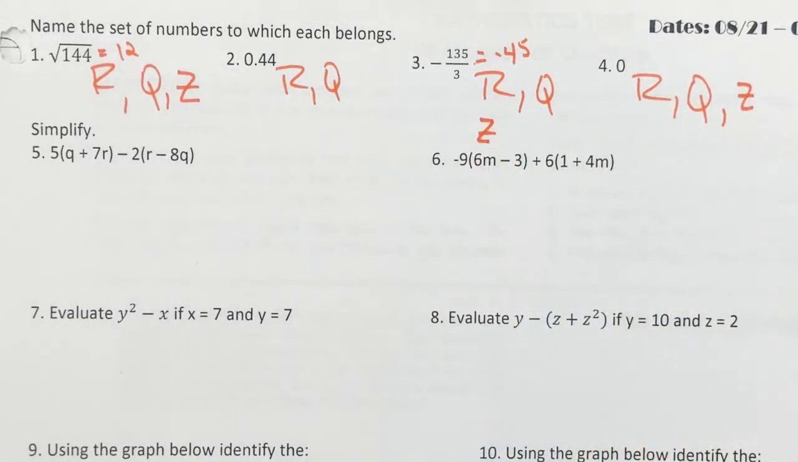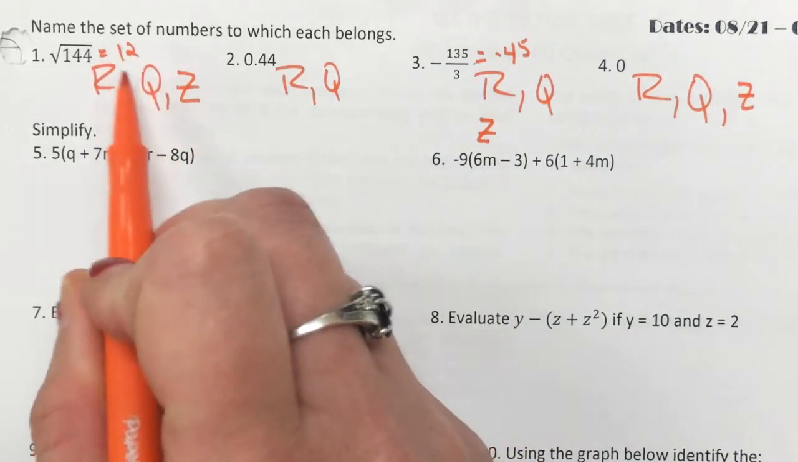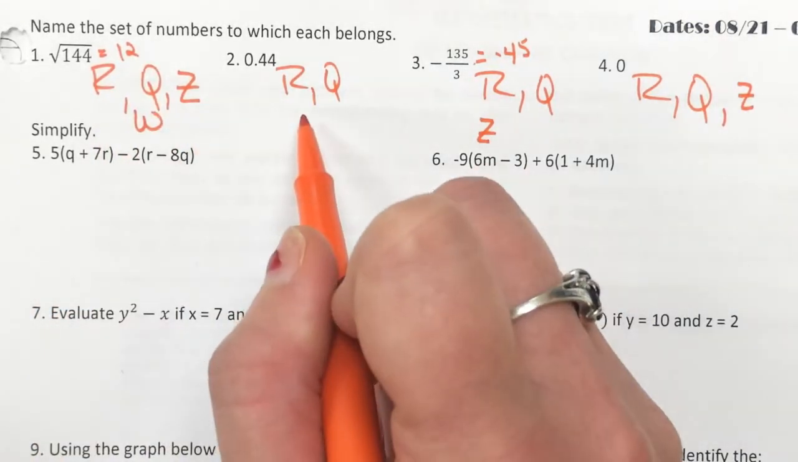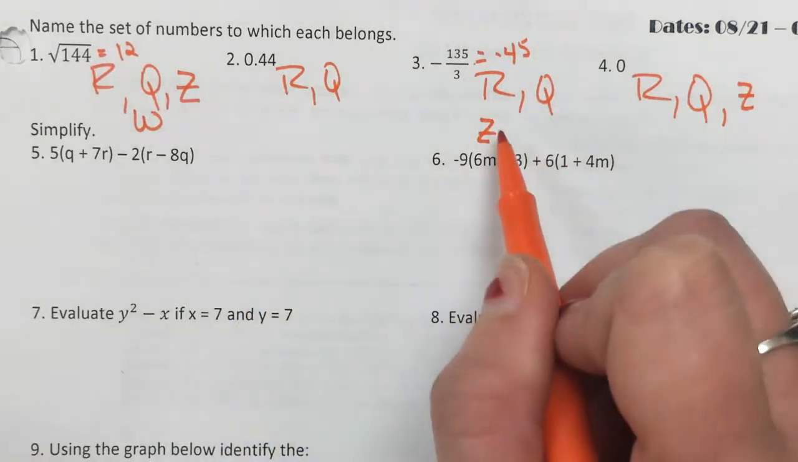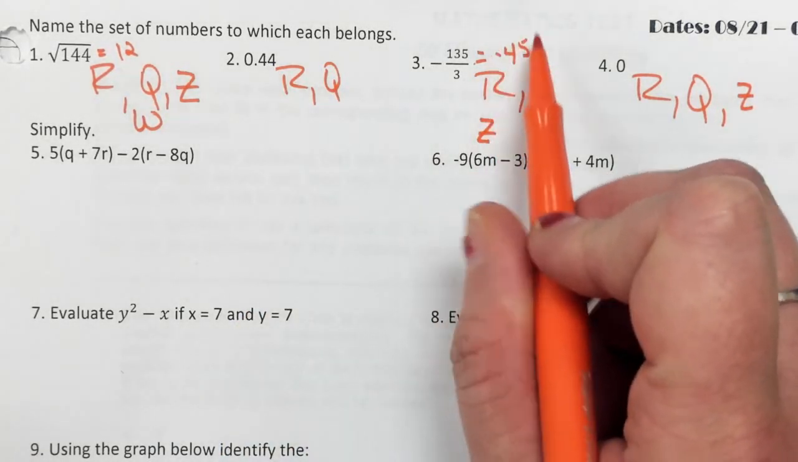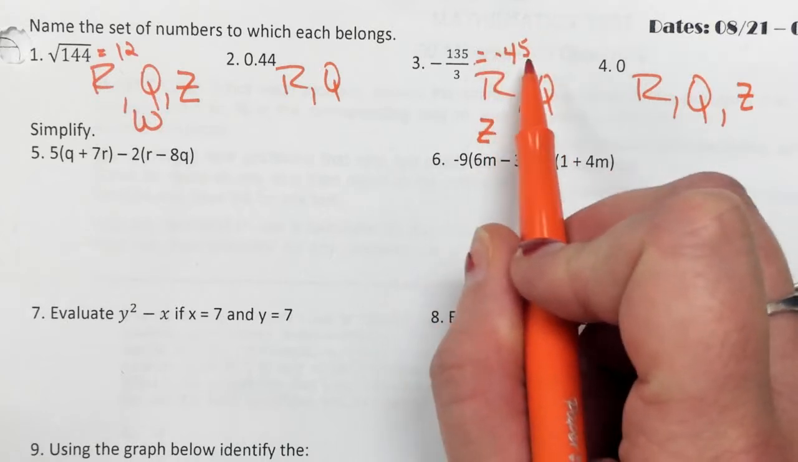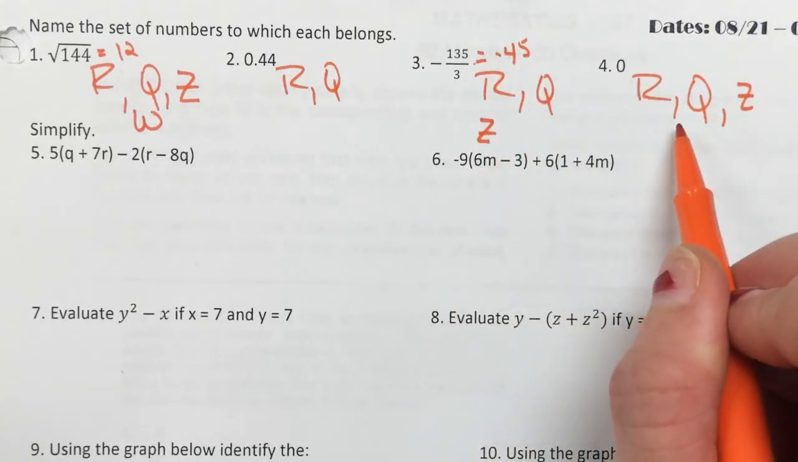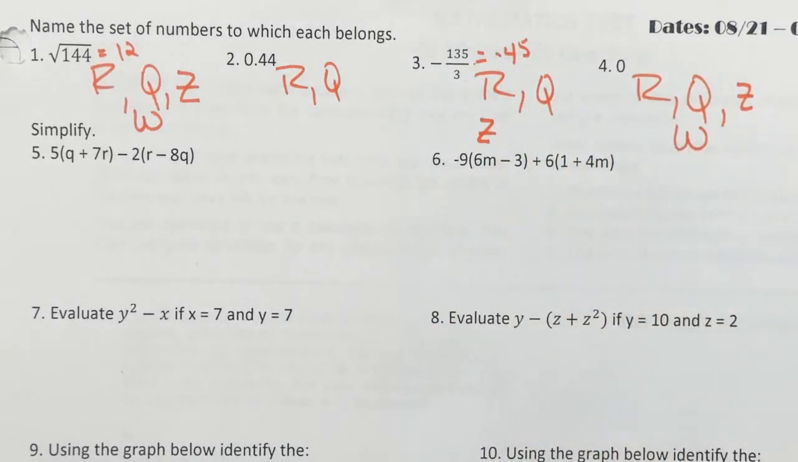Whole numbers were 0 and positive numbers. No decimals. So what about number 1? Yes. 2? No. 3? Yes. No negatives. Whole numbers are no negatives, right? We chop off the negatives. And then what about 4? Yes. Whole numbers are 0 and positives, excuse me. All right, last one, natural numbers.